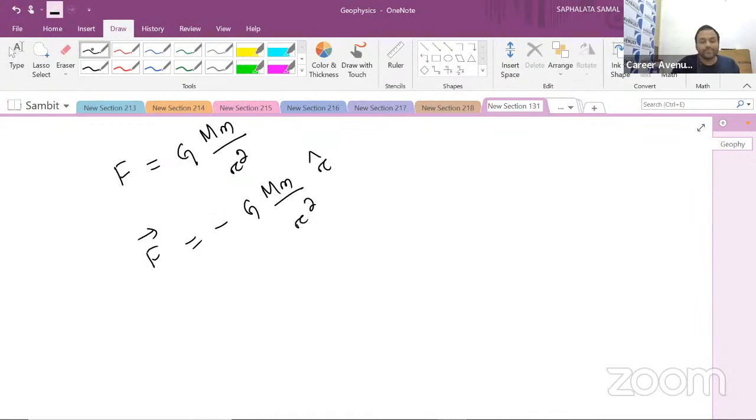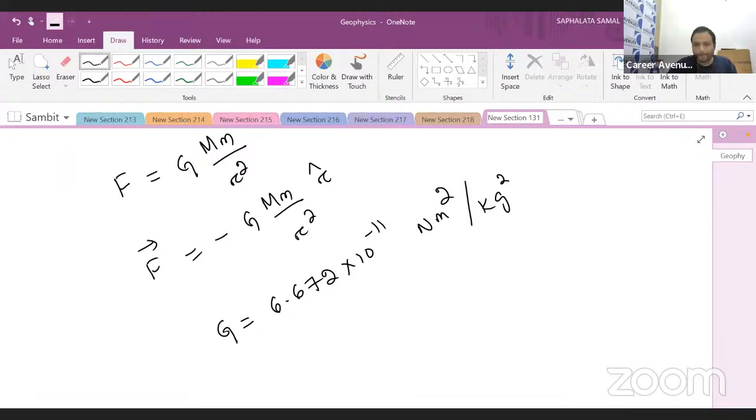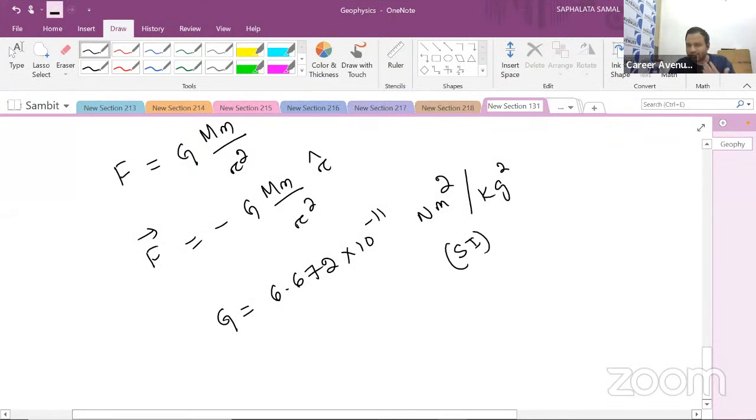And we have the value of G, which is universal. It is always true for cosmic bodies. G is equal to 6.672 into 10 to the power minus 11 Newton meter square per kg square in the SI unit. You can calculate these units pretty easily.